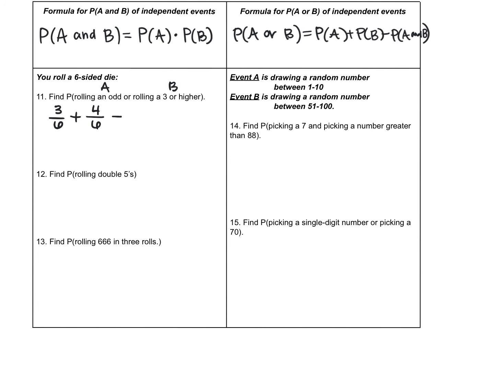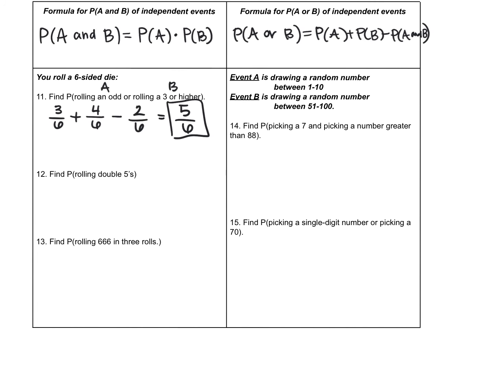So now I have to subtract the probability that when I roll a die, I get an odd number and a number that's 3 or higher. So the odd numbers that are a 3 or higher are 3 and 5. So 2 out of the 6 outcomes. So 3 plus 4 is 7, minus 2 is 5.